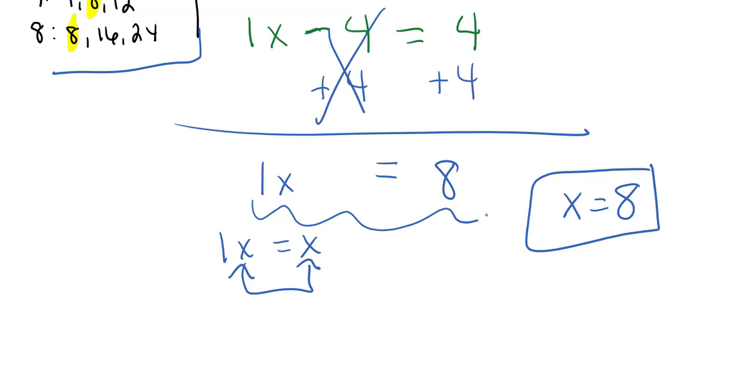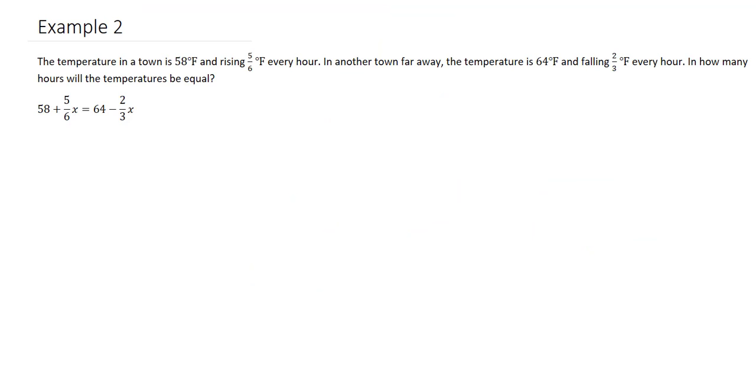So now let's look at the next example. Example 2. The temperature in a town is 58 degrees and rising 5/6 every hour. So it's not even a whole degree yet. Then in another town far away, the temperature is 64 degrees and falling 2/3 of a degree every hour. So in how many hours will the temperatures be equal? We're going to solve for x below, which would be the hour. The temperature will be the same in both towns.